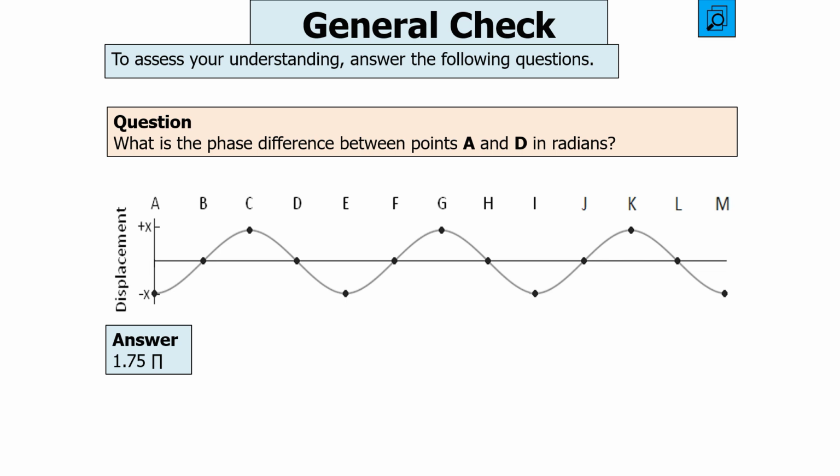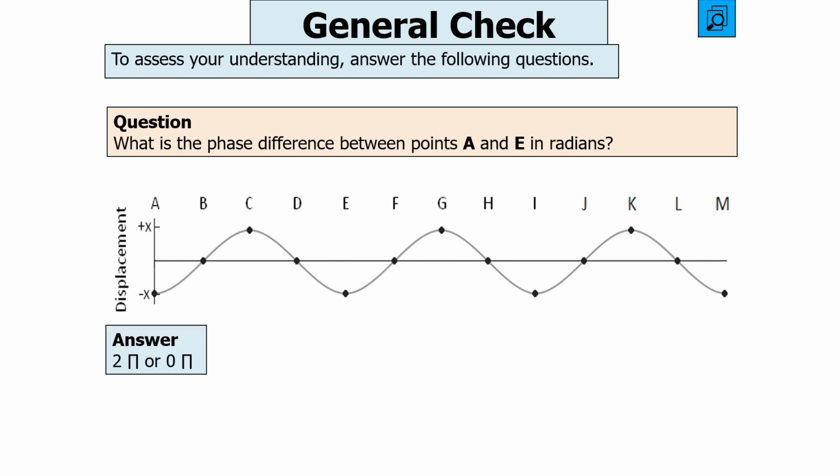Now remember, there are 2 pi radians in every wave cycle. So between A and D, which is going to be 3/4 of a wave, we can therefore see that it's going to be 1 3/4 pi radians. What is the phase difference between A and E in radians? So pause the video now, then unpause the video when you want to go through your answer.